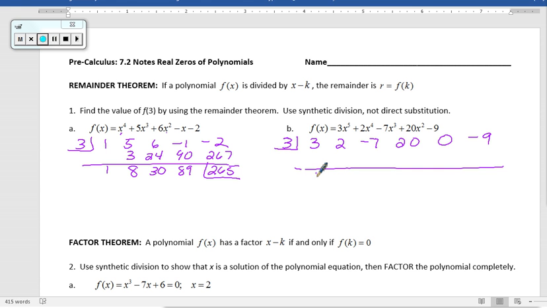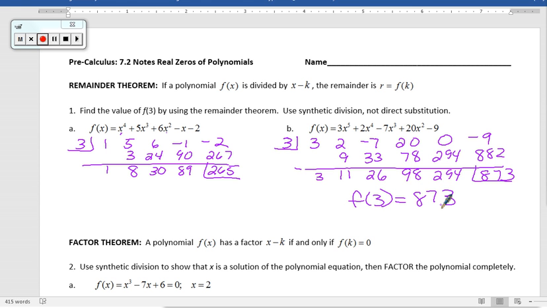Bringing down the first term, 3 times 3 is 9. Combining, we get 11. 11 times 3 is 33. Combining like terms, we get 26. 26 times 3 is 78. Combining like terms, we get 98. 98 times 3 is 294. Combining with the 0. And finally, 294 times 3 is 882. Combining with the like terms, we have a remainder of 873. So we can say f of 3 is equal to 873.